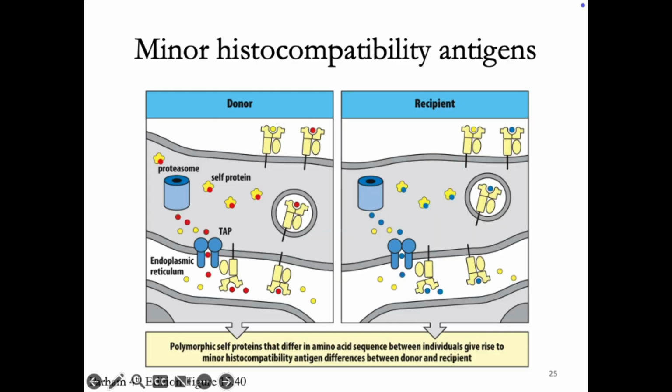This is the short answer, but I'm going to explain to you what it is. And the thing is that it turns out there's something in addition to the major histocompatibility antigen. There are also a group of antigens called minor histocompatibility antigens. And this slide describes minor histocompatibility antigens.